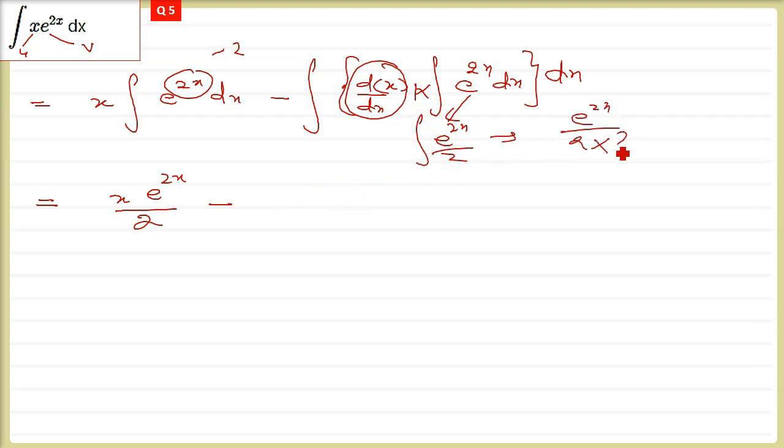So e raised 2x by 2, and there is already 2 in the denominator, so e raised 2x by 4. So e raised 2x by 4 plus constant of integration. That's your final result.